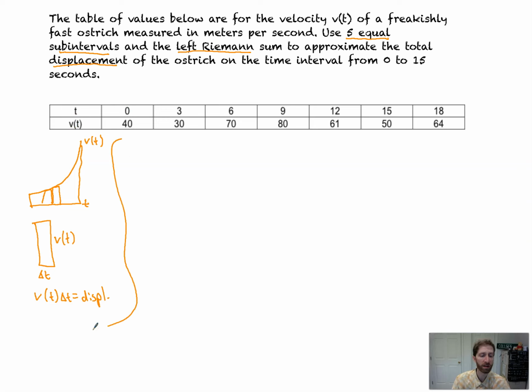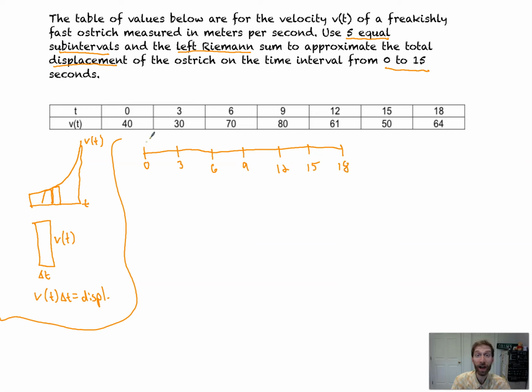All right, so now let's get into the problem here. It's actually not so bad. What I like to do when I'm given a table of data is I want to find my subintervals first. So I know that we're going to be going from 0 to 15 seconds. So overall, what I imagine is I've got like some number line, and I go from 0 to 15, so it's 0 to 3, here we go, to 6, to 9, to 12, and then on to 15.